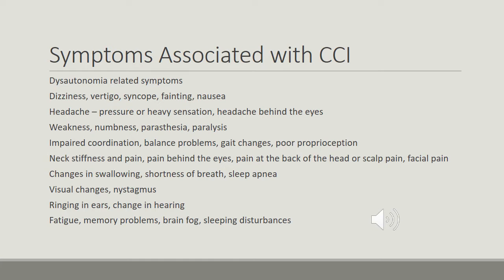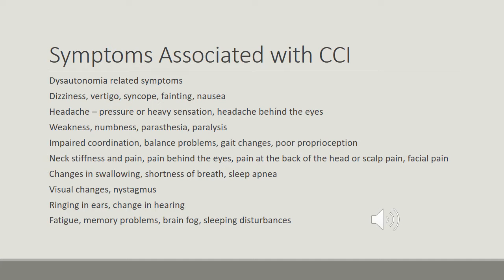Up at the top, we have dysautonomia and dysautonomia related symptoms. So this could be due to a change in stress level, an environmental change, but dysautonomic symptoms can mirror those of CCI. Dizziness, vertigo, syncope, fainting, nausea. We have headache, could feel like a pressure, that heavy head Dr. Patty mentioned earlier, pressure or heavy sensation, a headache behind the eyes.